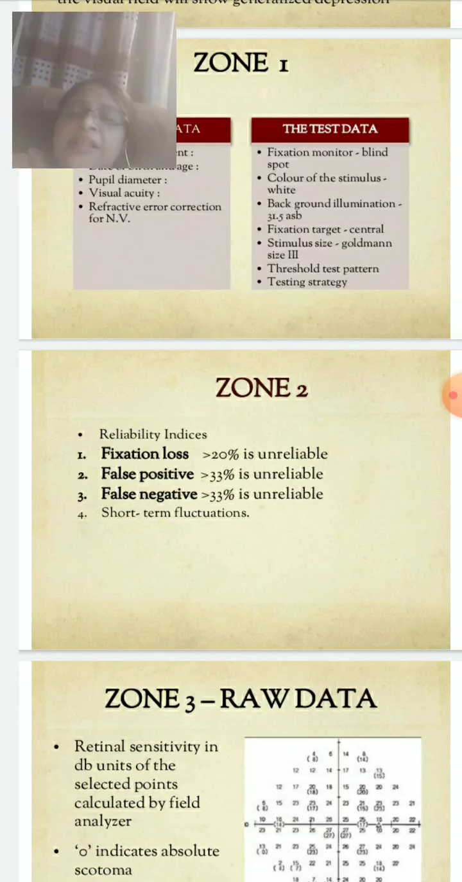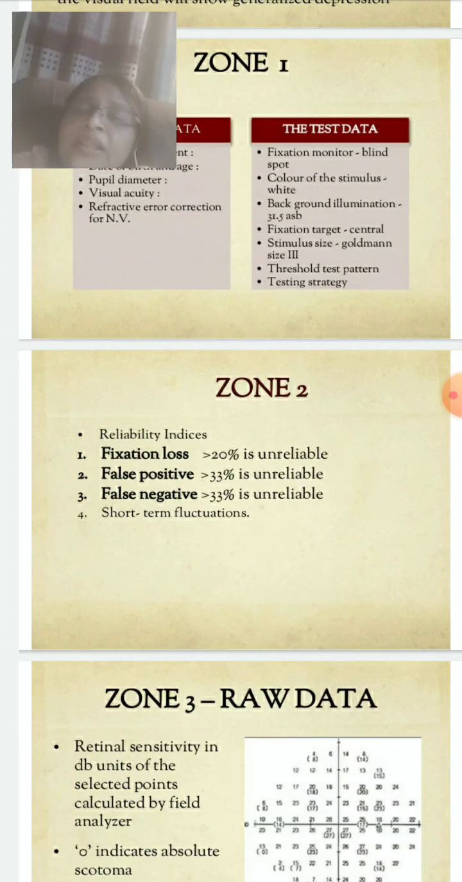False negative: the patient had initially responded to this stimulus area when the instrument had sent the stimulus. But later on, during the test, if the instrument has again sent the stimulus to that same area, the patient fails to respond. So initially the patient had responded, now the patient is failing to respond.